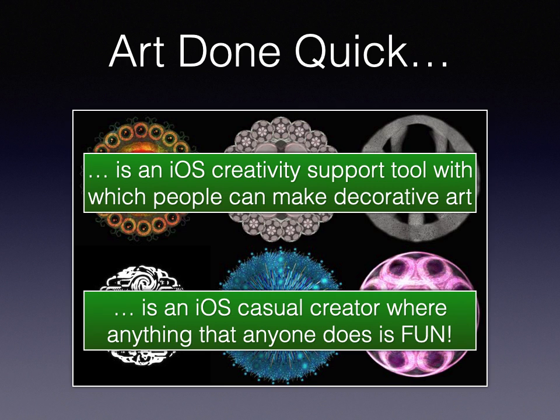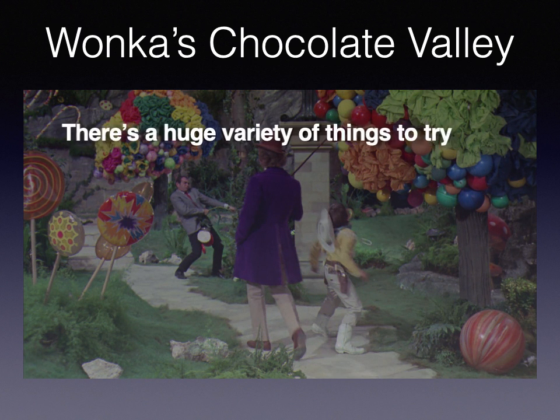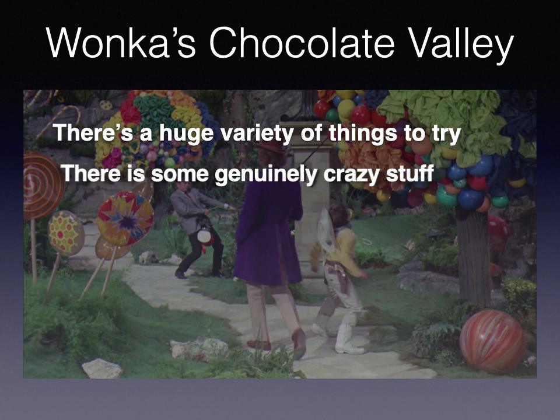And in fact, when I'm developing Art Done Quick, at all times I have in mind Willy Wonka's chocolate room in his chocolate factory, which Roald Dahl, the author of Charlie and the Chocolate Factory, describes as a great valley in which everything from the pebbles on the floor to the leaves in the tree is edible. And this must be the most fun place in children's literature because there's a huge variety of things to try, some of which are genuinely crazy and weird.